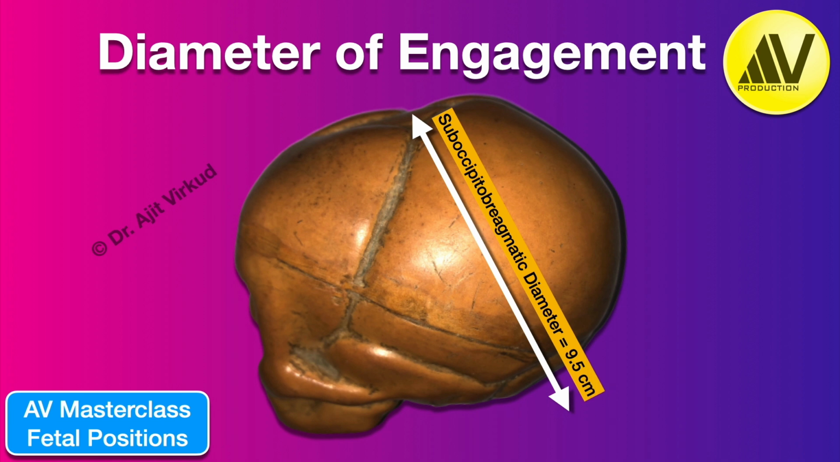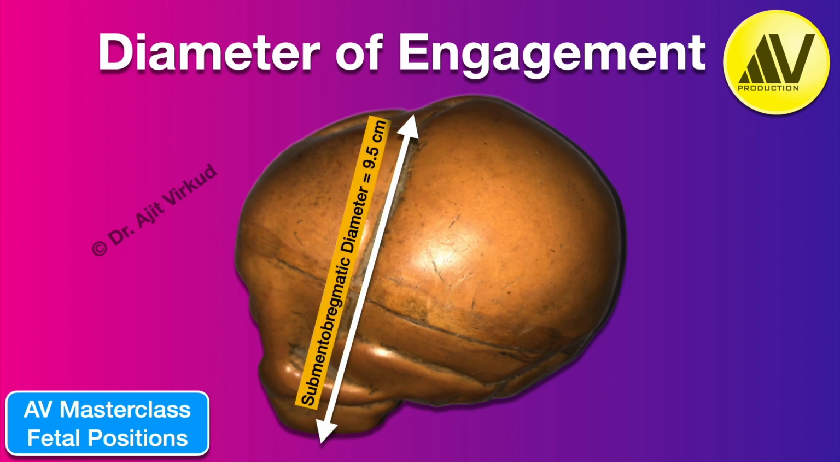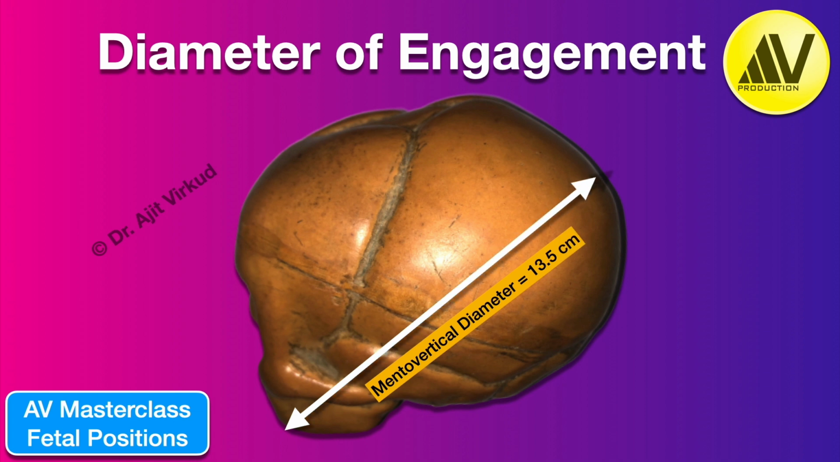It measures 9.5 cm. In occipito-posterior position, the diameter of engagement is occipitofrontal and measures 11 cm. In face presentation, the diameter of engagement is submentobregmatic and measures 9.5 cm. And in brow presentation, the diameter of engagement is mentovertical and measures 13.5 cm, which is the largest diameter of engagement in cephalic presentation.